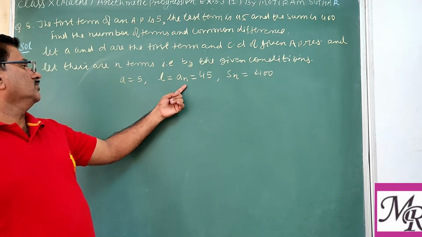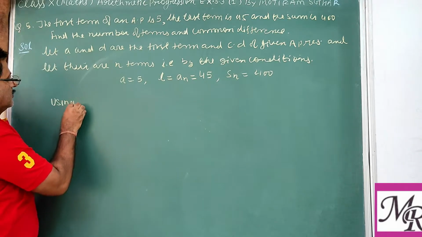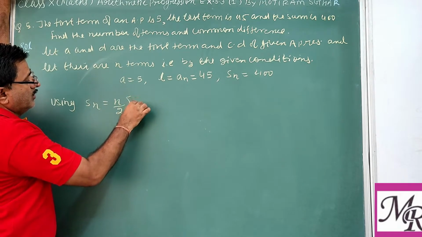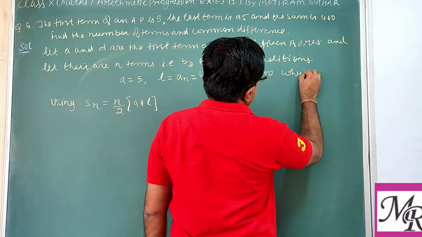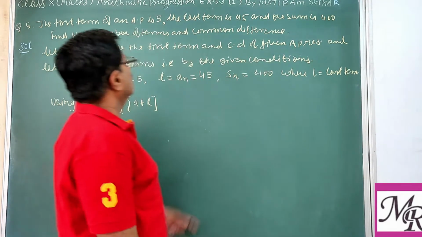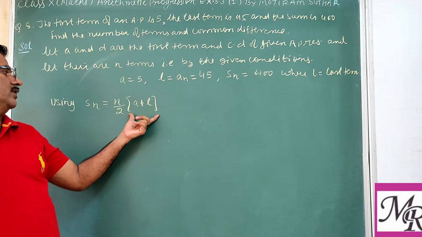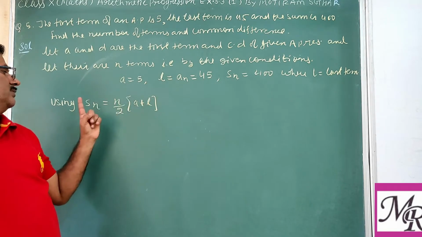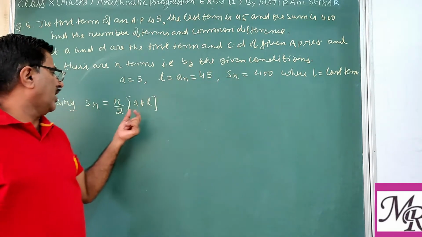So here we are given a_n. There are two formulas for the sum. Using S_n equals n by 2 into (a plus l), where l means the last term. We are given the last term and first term, that's why we use this formula. Generally we use this formula when we are given the first and last term and the sum. Here all three things are given: first term, last term and sum, to find n.